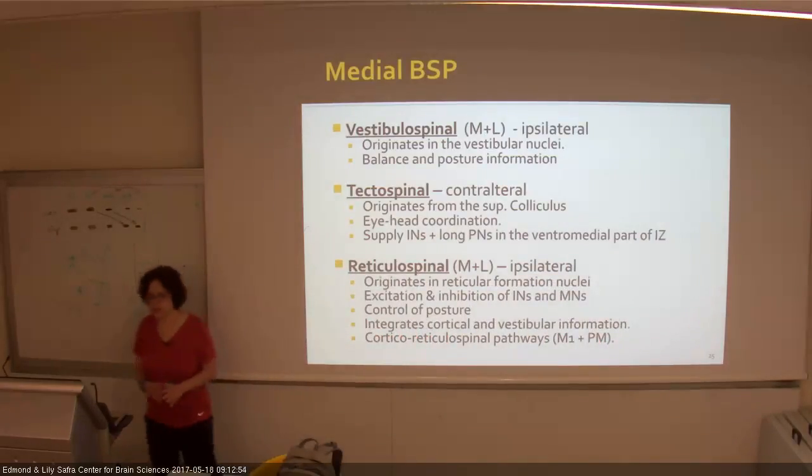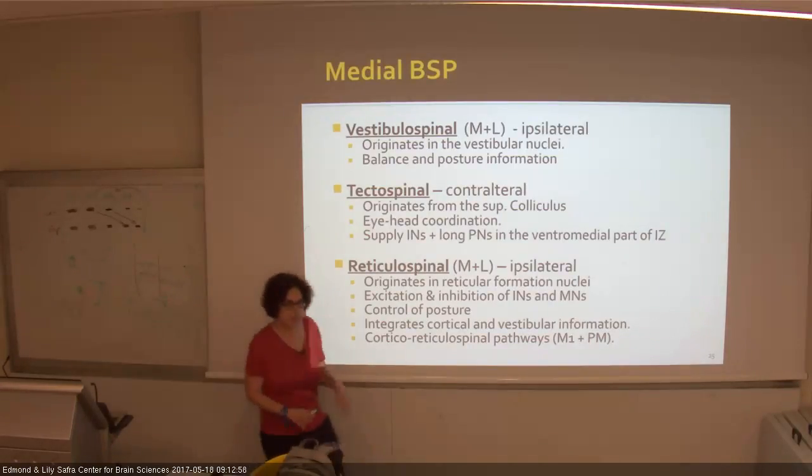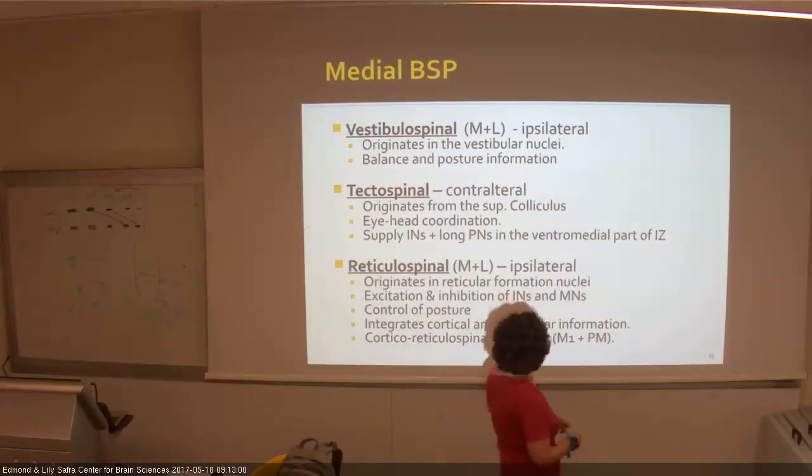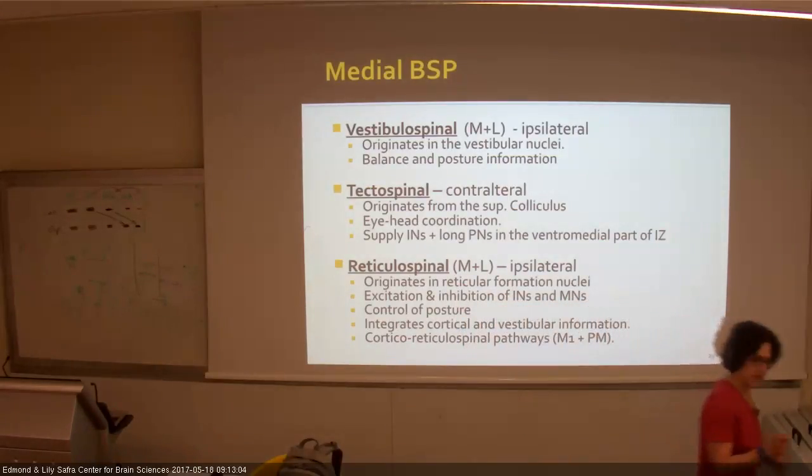But all these pathways have a major impact on the medial part of the spinal cord. Yes? What does the M plus L stand for? Medial and lateral. The pathway can be subdivided into a medial part and a lateral part. Both of them are part of the medial brainstem pathways, and both of them are ipsilateral. But it's just subdivisions of the pathway itself.